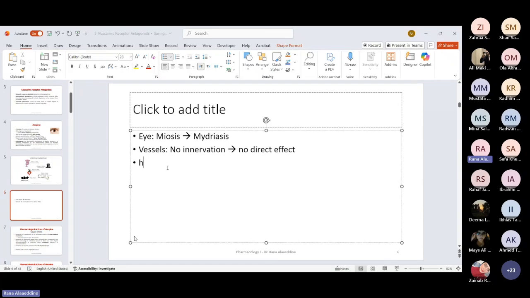what else? What happens to the heart? Decrease the heart rate. Exactly, decrease on the heart rate. So guys, if I block this, what happens? Increase heart rate. That's totally correct.